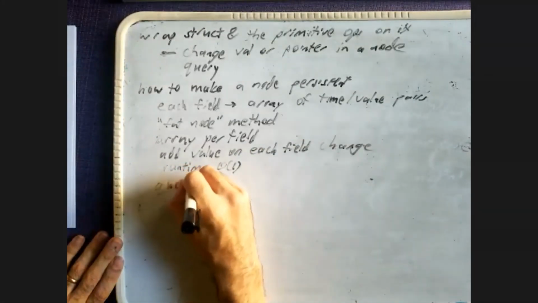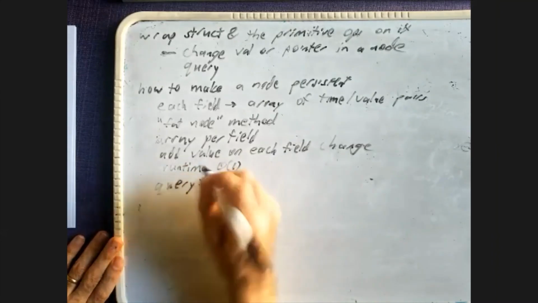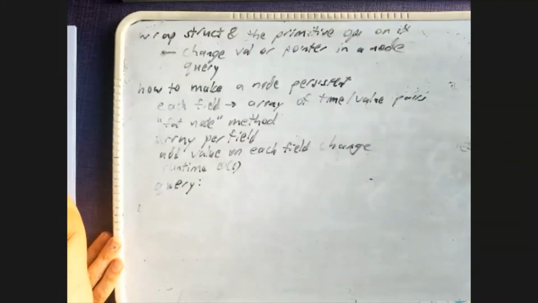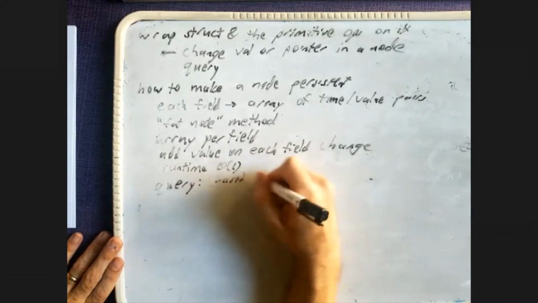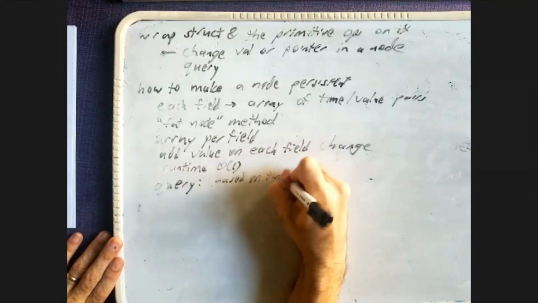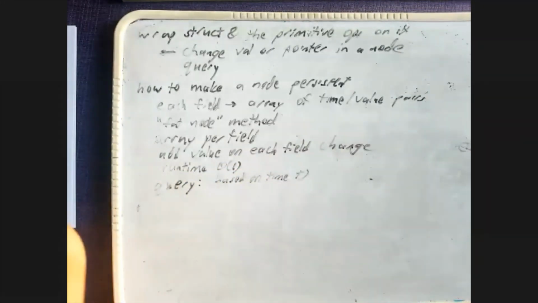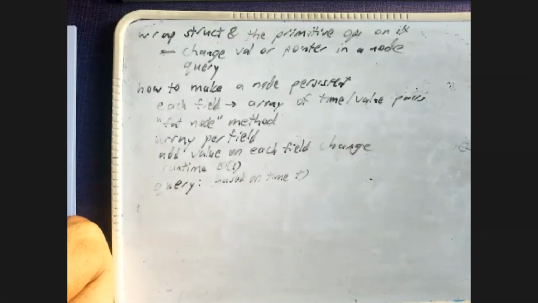But what does it cost? Where does the cost arise? How long does it take me to query a field of this data structure? And notice that I now have to specify a time as well as a field. So if I want to know what was the value of this field at this time, how long does it take me to answer that question? Linear time?